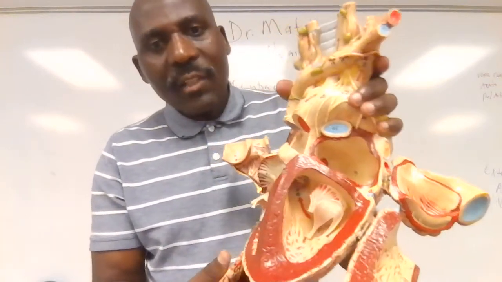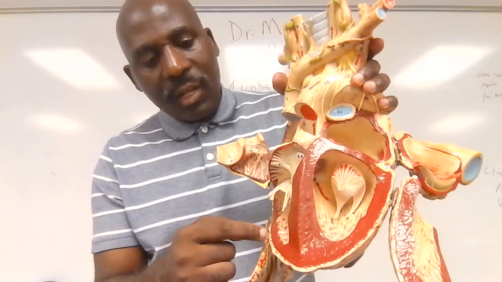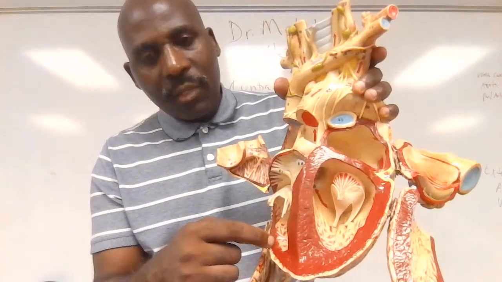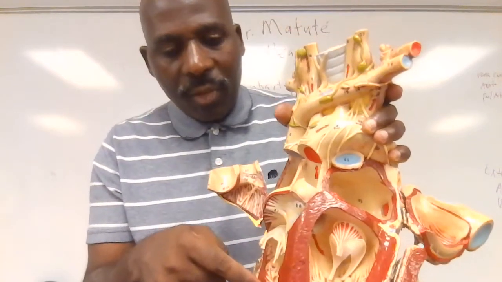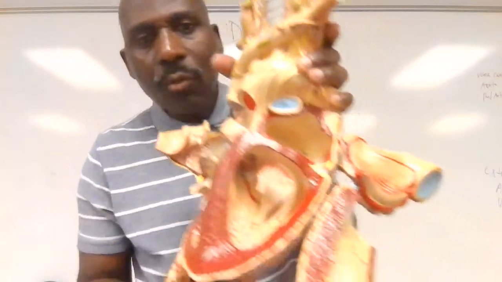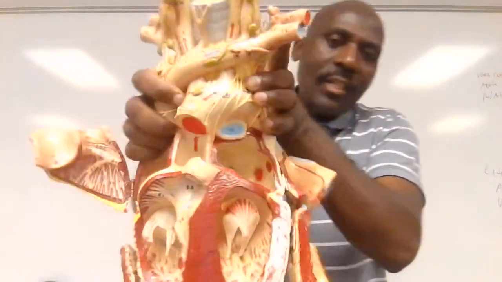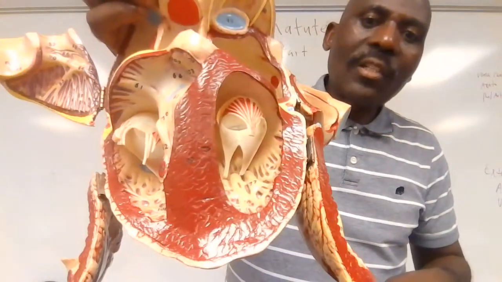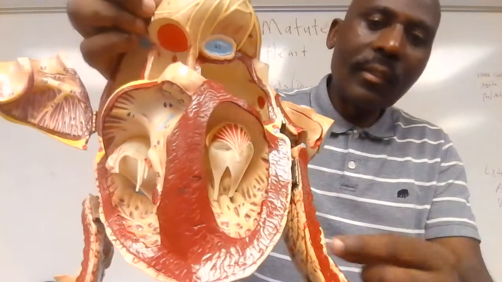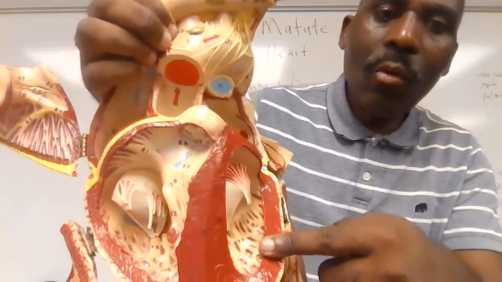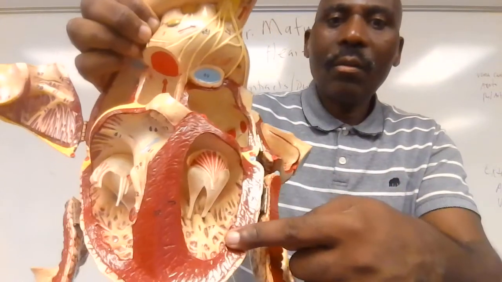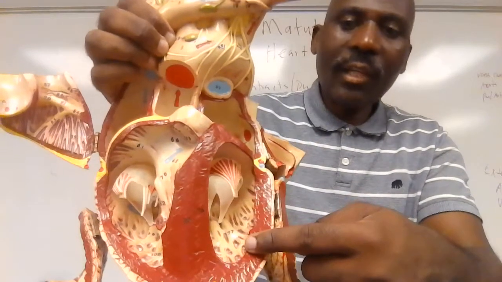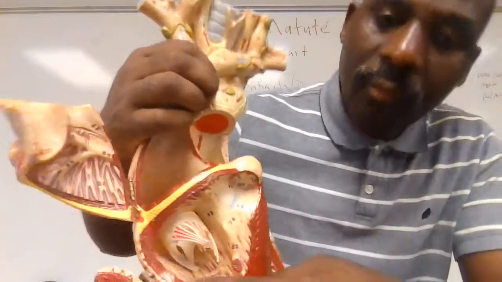Then, if you look at this carefully, if you look at the ventricular walls of the right ventricle and the left ventricle, there is a difference. Hopefully you can tell the difference. Look at the walls. You can see that the ventricular walls of the left ventricle are thicker than the walls of the right ventricle.